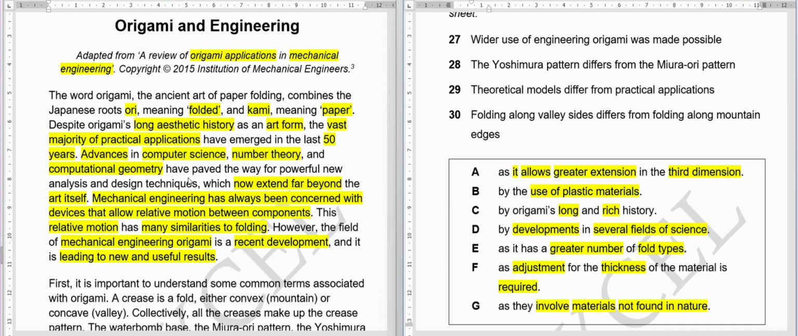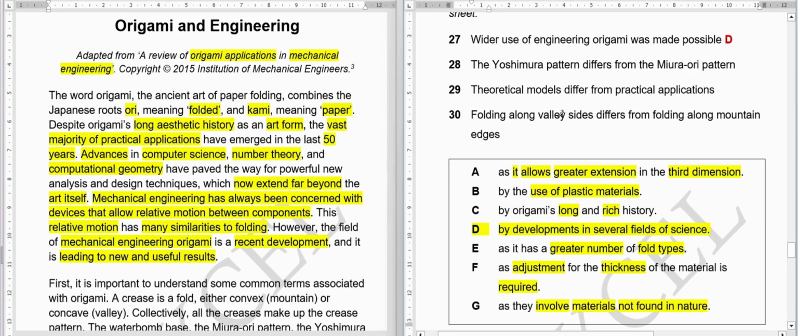Okay, time's up. So now tell me whether the 27th answer is here or not. Yes, it is. The answer is in this particular paragraph. And what is the answer? First, let me mark the answer here, then I will explain why that is the answer. The answer is option A, B, C, D, E, F, or G. Yes, option D: by the developments in several fields of science. Now let me explain why the answer is D here.